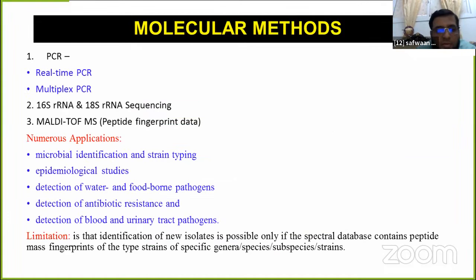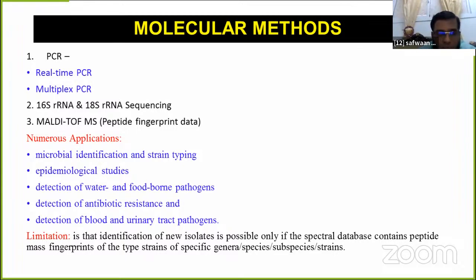Then the other molecular methods include PCR. You can do real-time PCR or multiplex, then 16S rRNA or 18S rRNA sequencing. MALDI-TOF we have discussed just now, but there is a limitation: unless the peptide library for new isolates is available, we cannot identify them by MALDI-TOF. Here, what I want to discuss is that based on the type of laboratory, they will follow the molecular method, whichever method they can use.